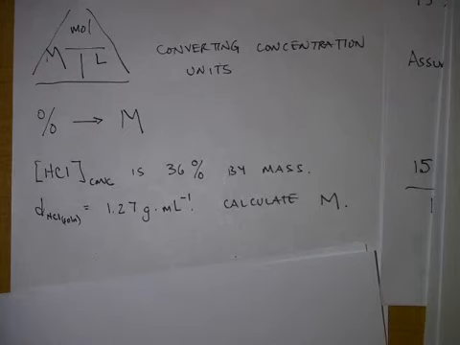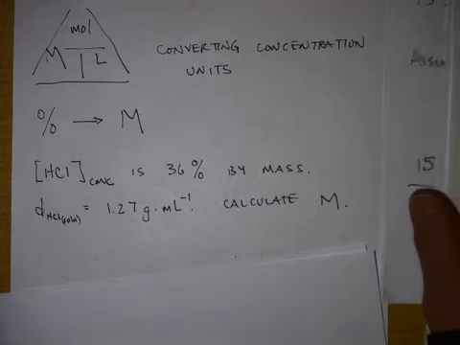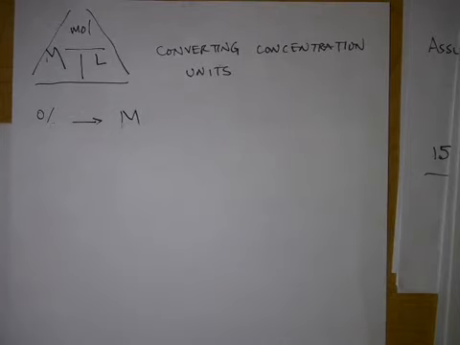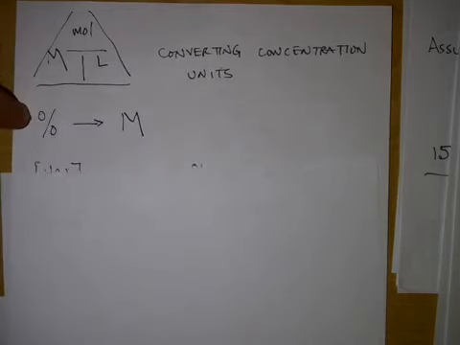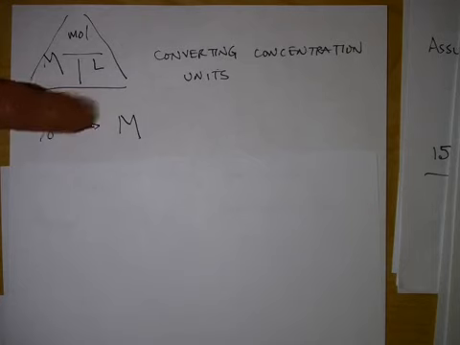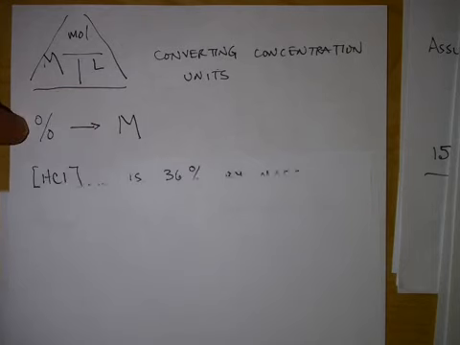All right, today we're going to talk about converting concentration units, then we'll look at some graphs, and then lastly we'll take a look at some types of solids. First of all, converting concentration units. The first concentration unit we're going to talk about converting is percent by mass to molarity, capital M molarity.